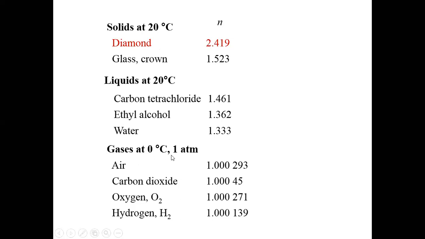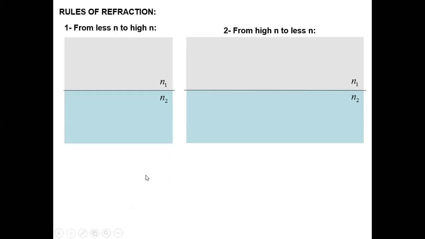For gases at 0 Celsius, 1 atmosphere, it is going to be like for air, it's 1. For carbon dioxide, for oxygen, for hydrogen, they're all almost 1. They are very close to each other when you talk about the refraction, because they are gases and they have similar refraction. Okay. So let's go over some rules over here.